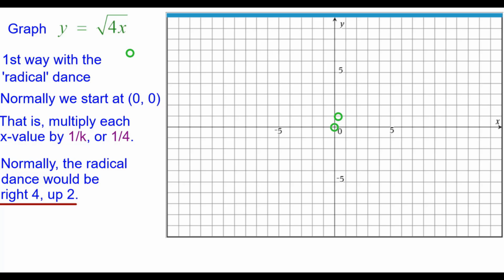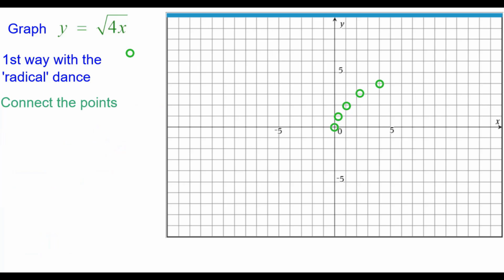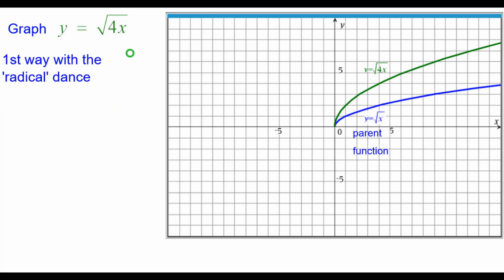Normally it would be right 4 up 2, but for this one it's going to be right 1 up 2. A 4th times 4 is 1, 1 up 2. Right 9 up 3 is next, but a 4th times 9 is 9/4 up 3. And we can even go right 16 up 4. And so that's going to be right 4 up 4, because a 4th of 16 is 4. Connect the points and compare that to the parent function.